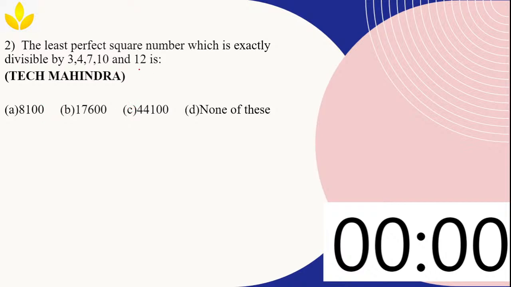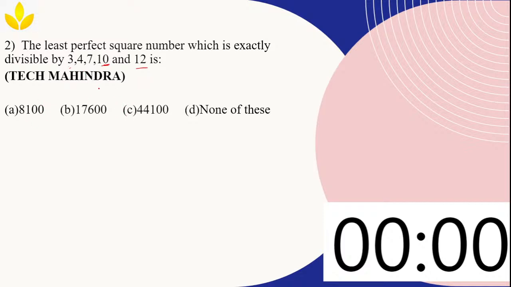Okay. Now, let me explain. I know you went wrong in 12, I think. So let me explain the question for all of you. The least perfect square number which is exactly divisible by 3, 4, 7, 10 and 12. Some options are given here. What you have to do is either go through all the options one by one and check, or else try one by one for 3 and check all the numbers, then 4. Any method you can use. So let us go with this.